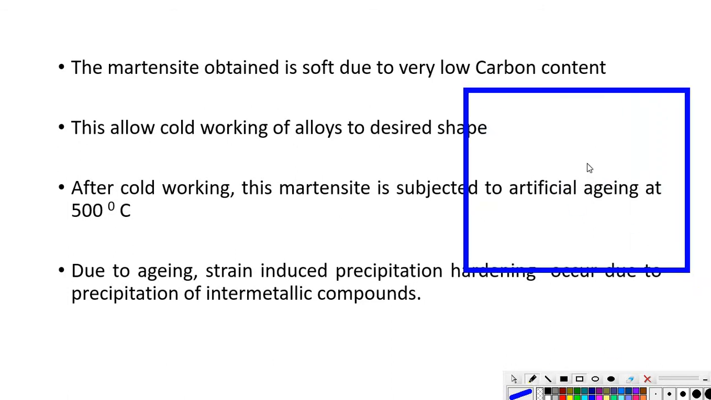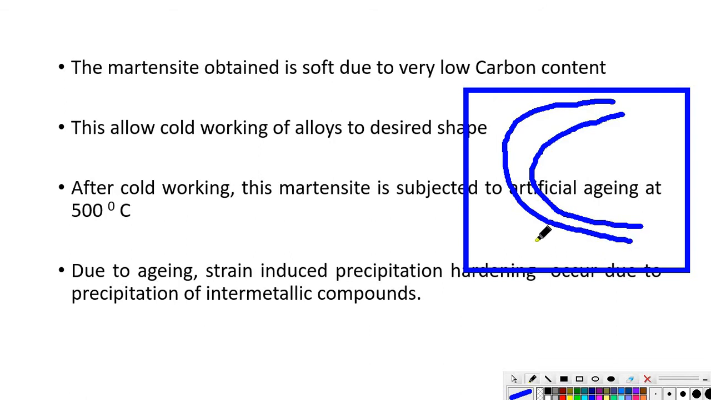In this case, this is the TTT diagram, secondary phase and primary phase transformation. So this is the austenite stable temperature. From this, we rapidly quench the low carbon steel. This is very important. We get only soft martensite by using low carbon content.